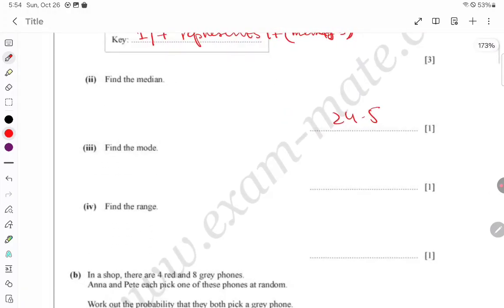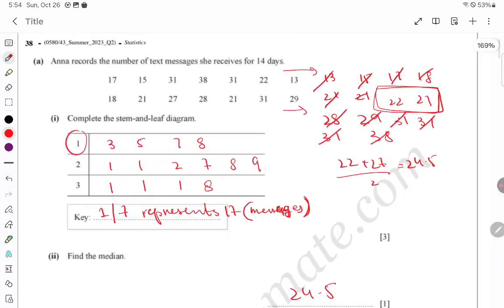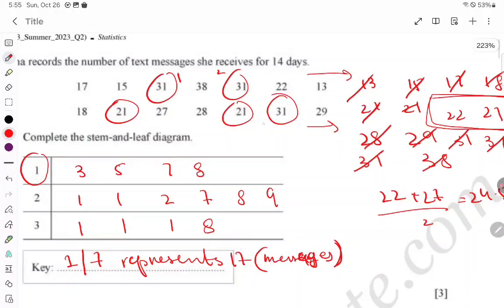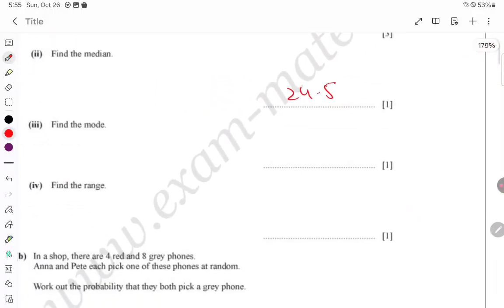Find the mode. Mode is the most repeated value. It can be 21, which is written 2 times. It can be 31, which is written 3 times, 1, 2, 3. Only 31 is written more than 2 times, so we can say that the mode is 31.